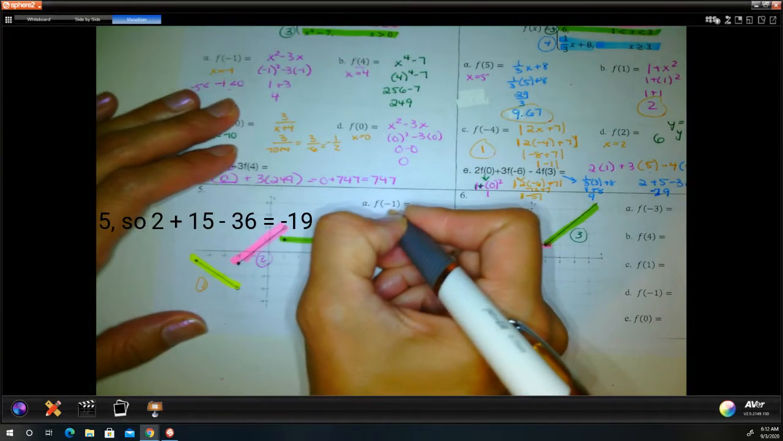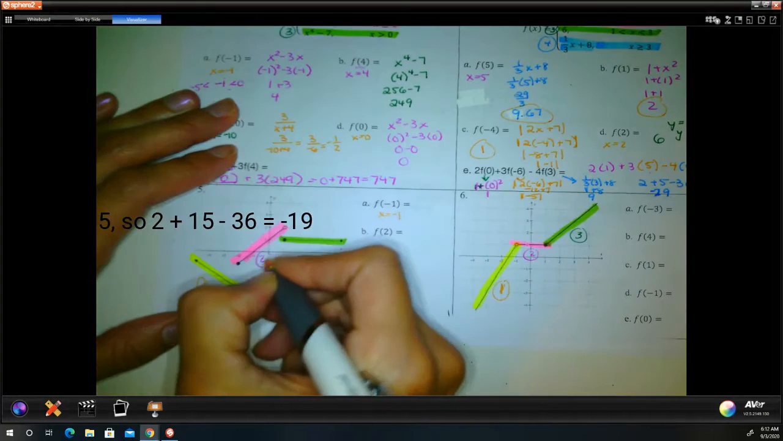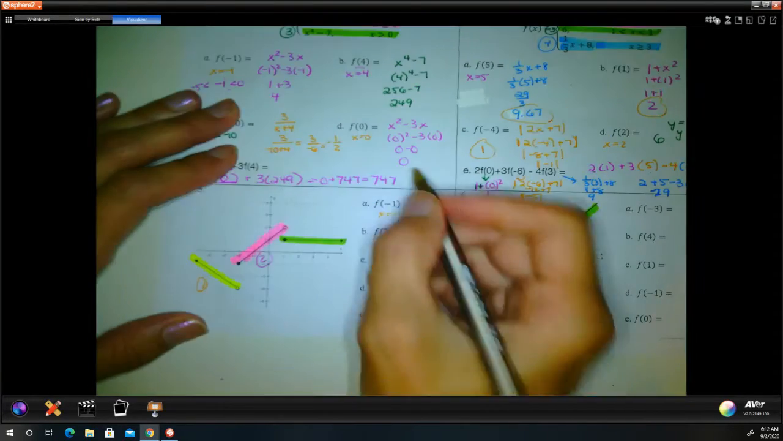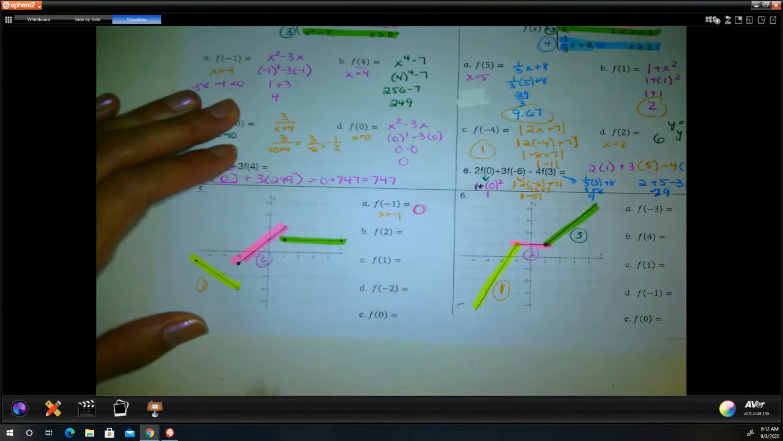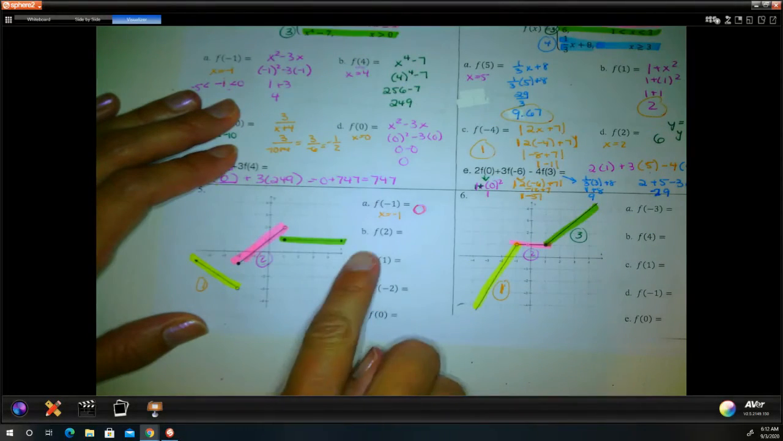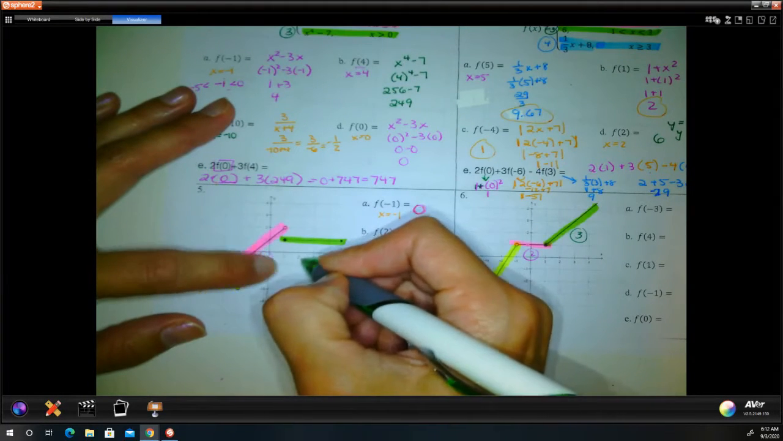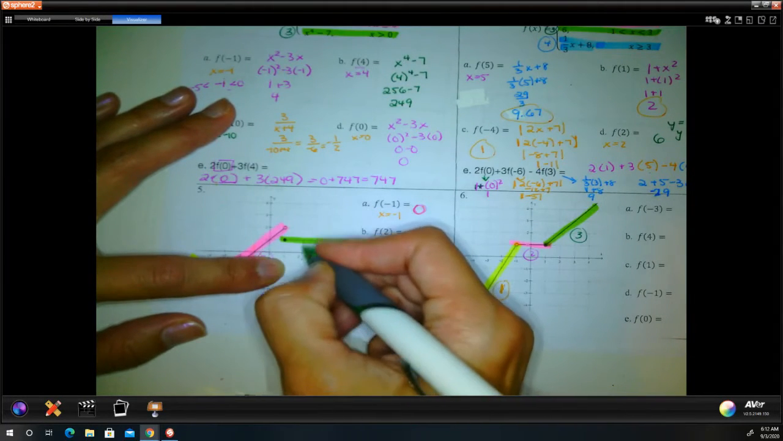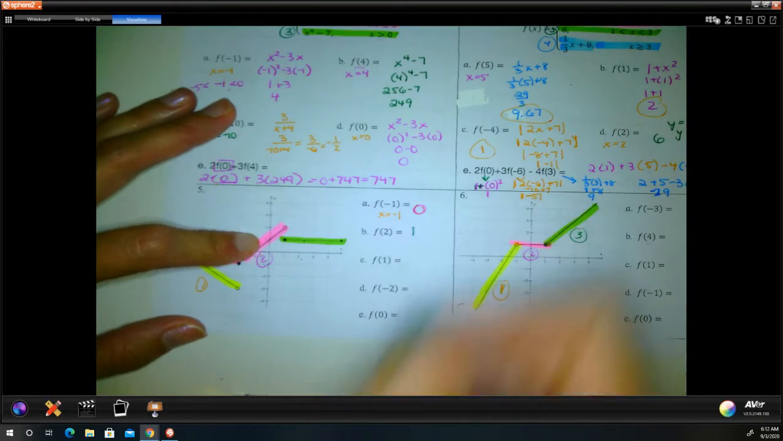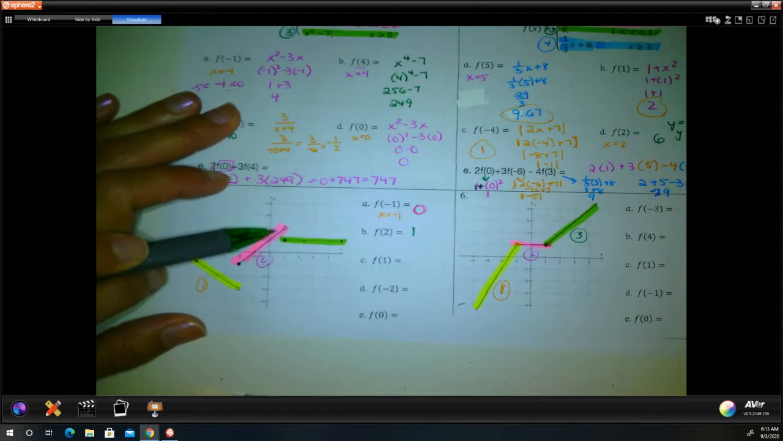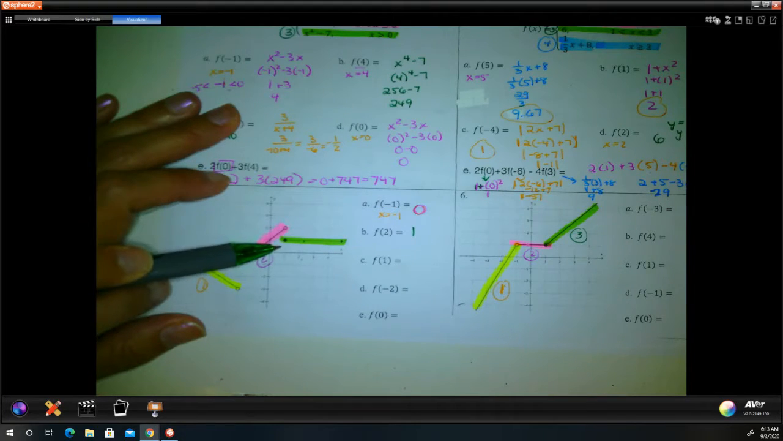1. F of negative 1 means I'm going to x equals negative 1. It hits right here, that's 0. And that's actually in the pink spot. So if my colors are bothering you, that should be this section of the line. F of 2 would give me this green section. So I go where x, that's the horizontal line here, is 2, and read my y, which is 1. F of 1 hits pink and green, but that's open. Open means do not include that one. So it would just be this one.